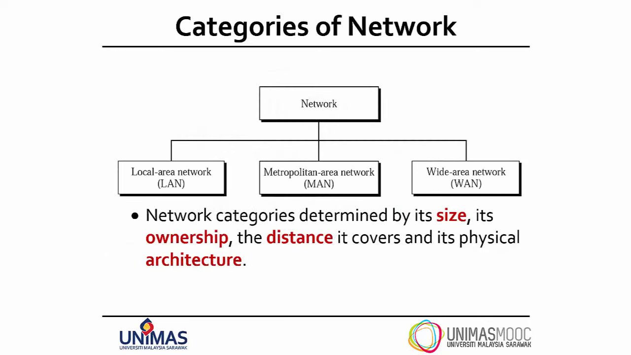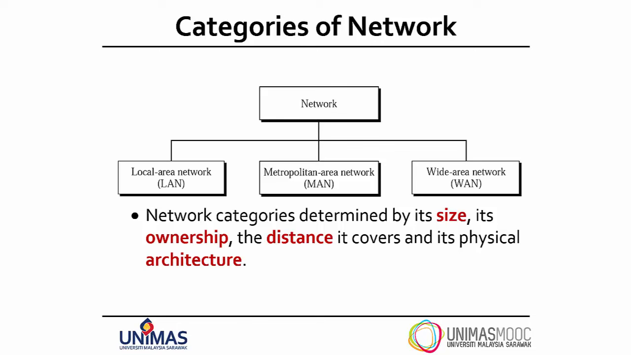Basically, we can divide network into these three different categories: local area network, also known as LAN, metropolitan area network, also known as MAN, and wide area network, also known as WAN. And these categories are determined first by size, how big it is: a small network, a medium-sized network, or a big network.